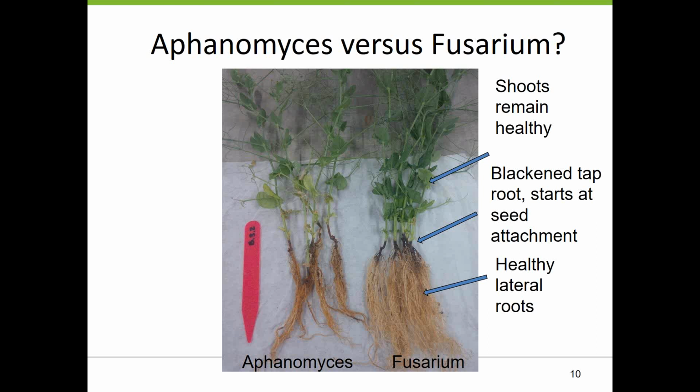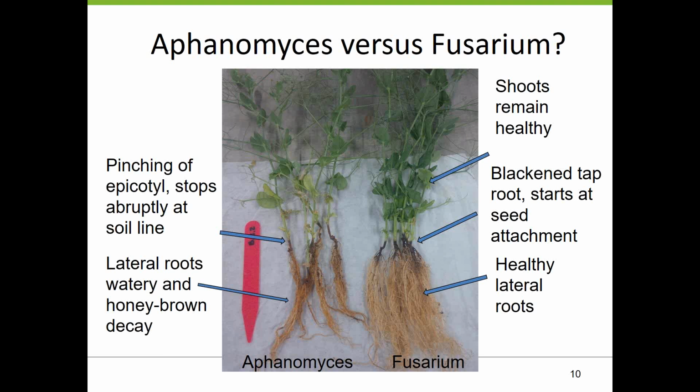Towards the very end of my presentation, I'll show you some pictures from a field trial where we saw that. For Aphanomyces, we see this pinching of the epicotyl that stops abruptly at the soil line. That's a very good indicator that it's Aphanomyces. We often get loss of these lateral roots. They'll show a watery soft brown decay, and eventually they just kind of crumble away to nothing. And we can see that we get a lot more symptom development in the shoot, so it's a lot more obvious that we have a root rot problem.